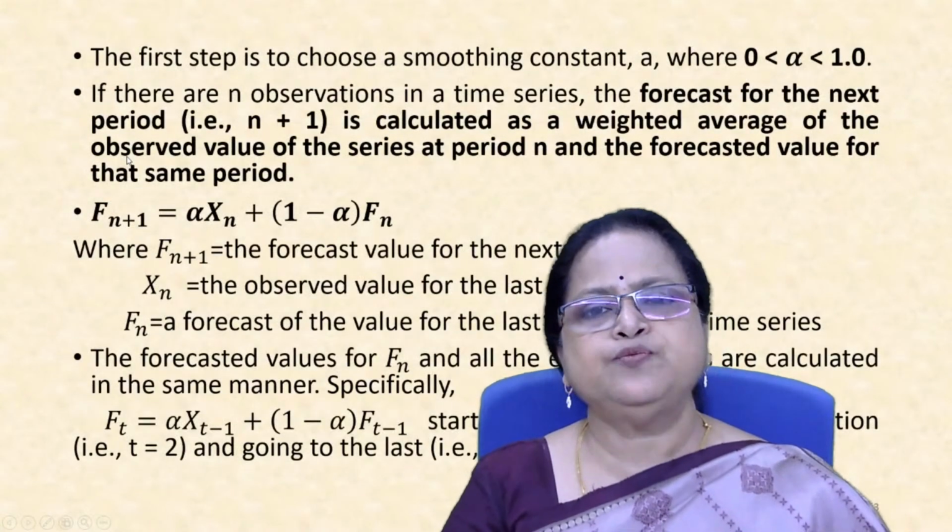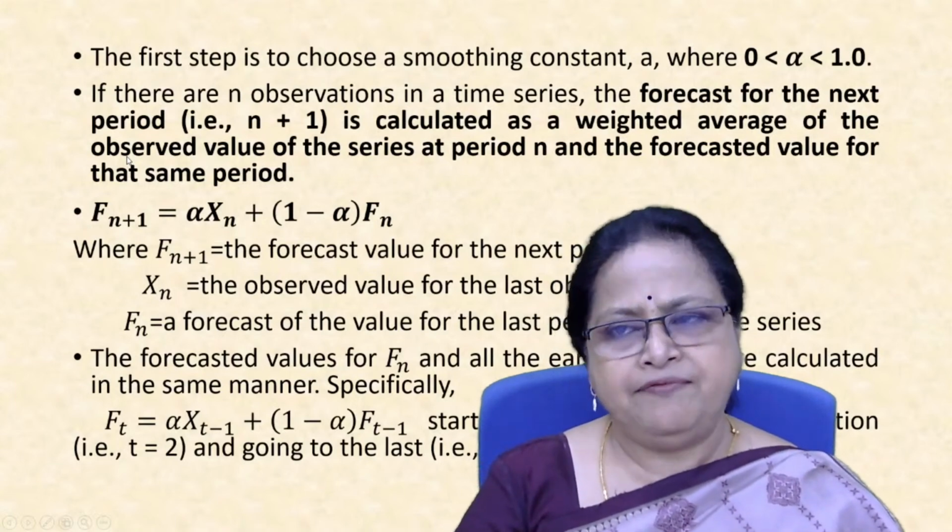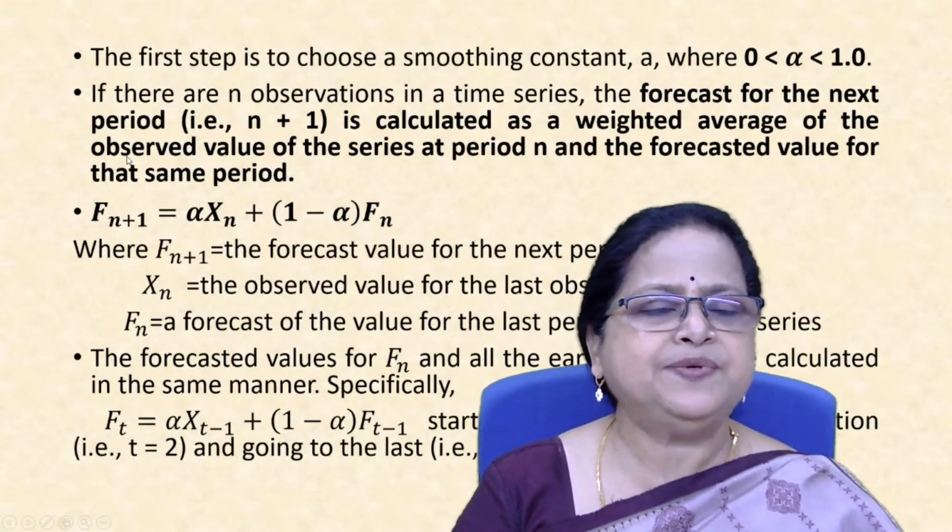First step is to choose a smoothing constant. The constant must be alpha, which must be less than 1 and greater than 0.